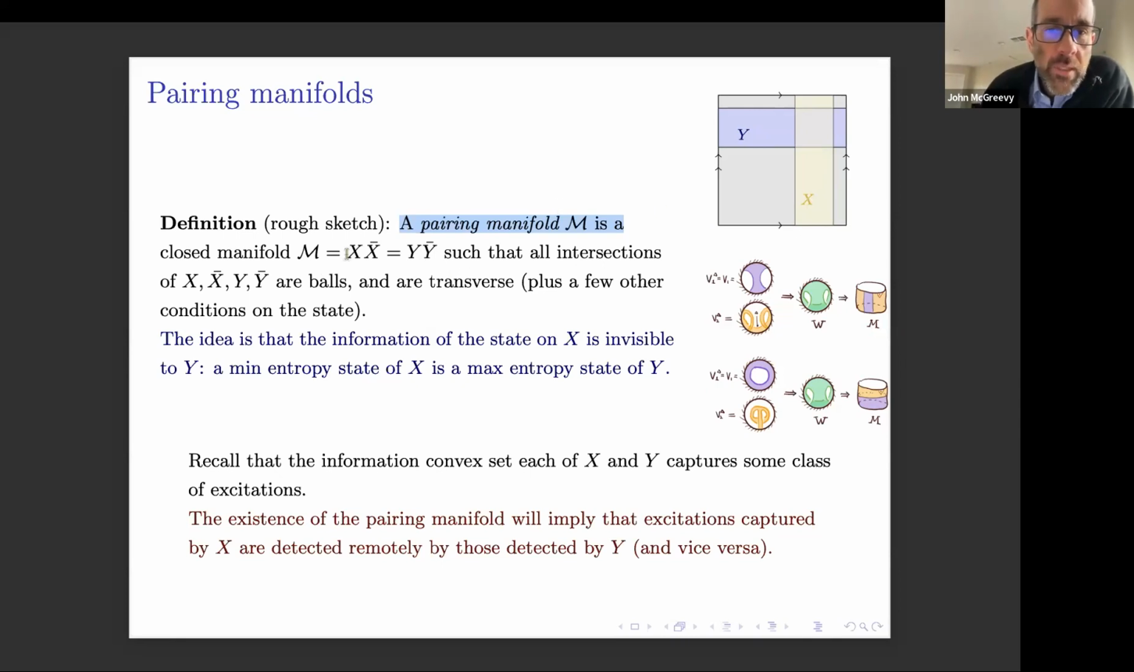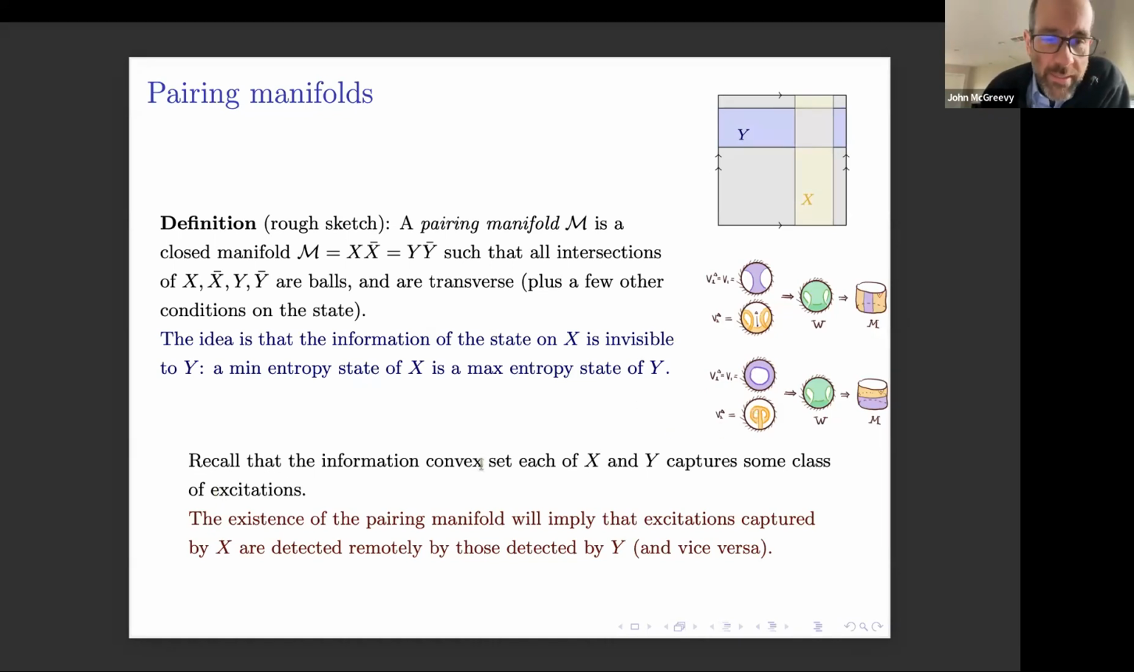The key assumption is that the two ways of cutting it, X and Y, have the property that all their intersections are balls, plus a few other assumptions about the state. Because these regions only intersect in balls, and the information convex set of a ball is just a single state, all of the information in the density matrix on X is hidden from the information about the density matrix on Y. So of course they agree.